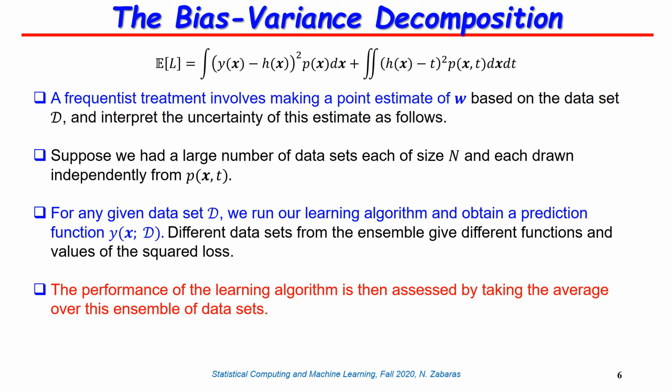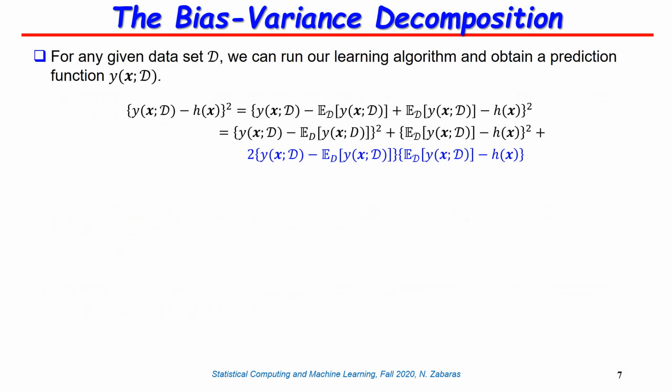I'm going to take a collection of data sets D, and I'm going to assume that the learning algorithm that I have, whatever that is, produces a regression function, one function for each data set D. I'm going to denote this regression function as y of x, with some indication that this comes from the data set D.